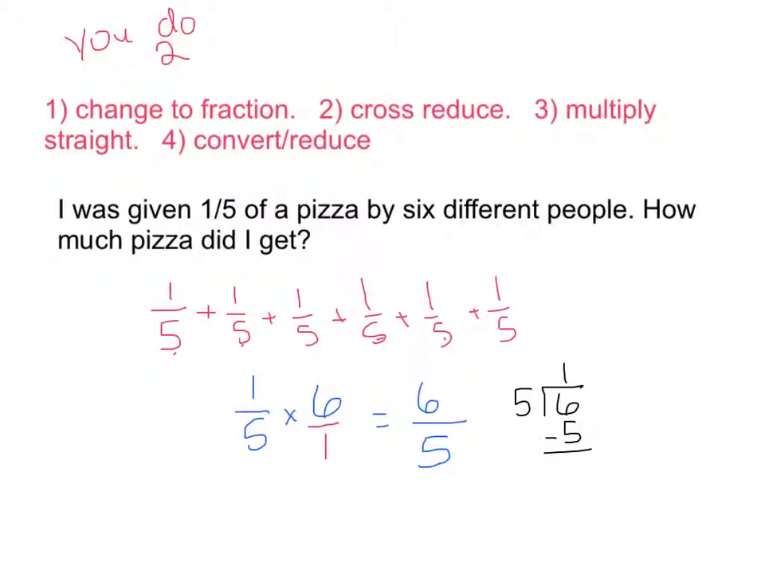1 times 5 is 5. My remainder is 1. That becomes my numerator. My denominator stays the 5, the way it was. So I ended up with 1 1/5 pizzas, one whole pizza with 1/5 of another pizza. So I had a full pizza and another fifth, so I oinked out on that. That was the correct answer to that problem.